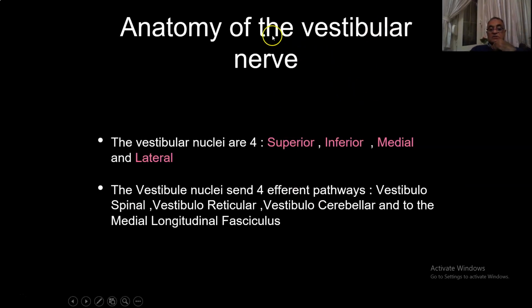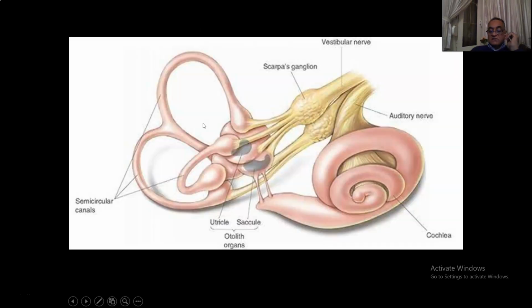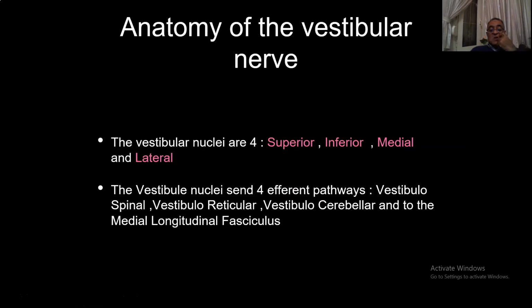Anatomy of the vestibular nerve. The pathway: the vestibular nerve passes from Scarpa's ganglion through the cerebellopontine angle and reaches the vestibular nuclei, which are 4 nuclei: superior, inferior, medial, and lateral vestibular nuclei, which are situated actually in the medulla. Remember the open medulla, we have the vestibular area, which is lateral to the vagal triangle.